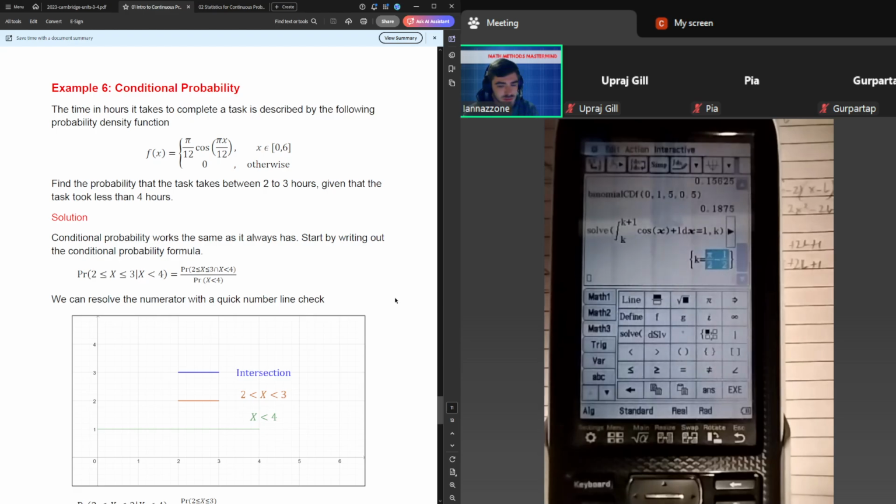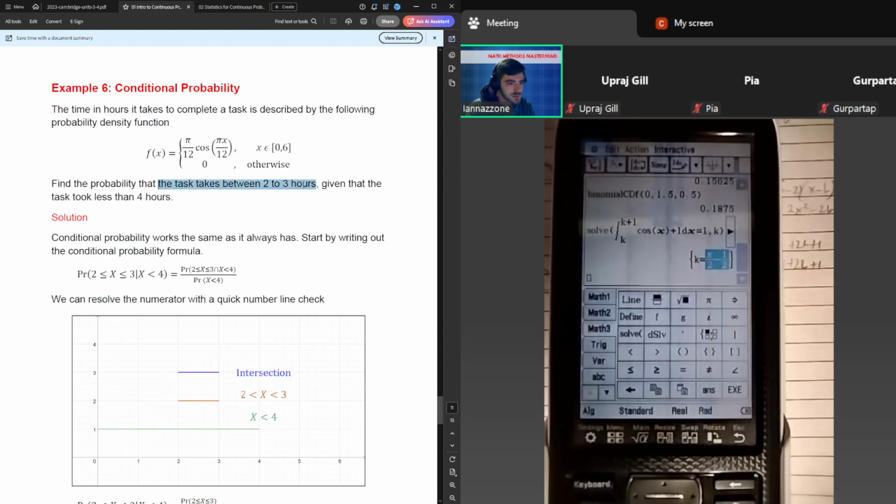Conditional probability works the same way it always has. You're always going to start by expanding out the conditional probability formula itself, and you're going to be looking out for the keyword "given." Usually it'll say something like "given." And the way it works is the words immediately after the word probability are the thing on the left.